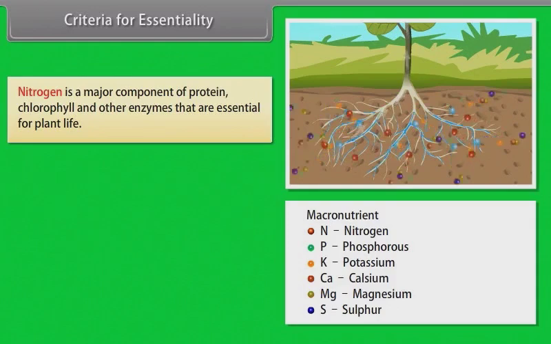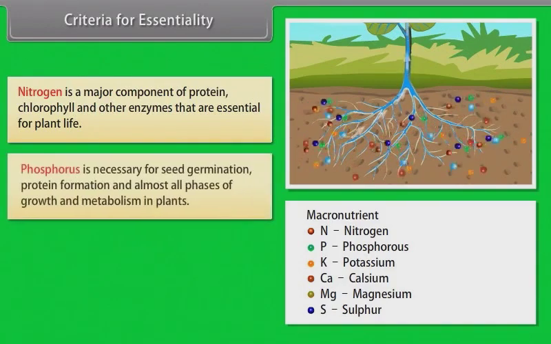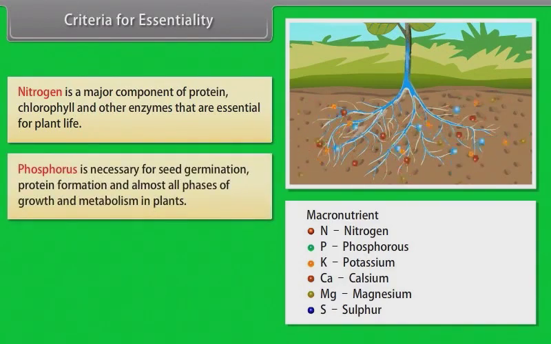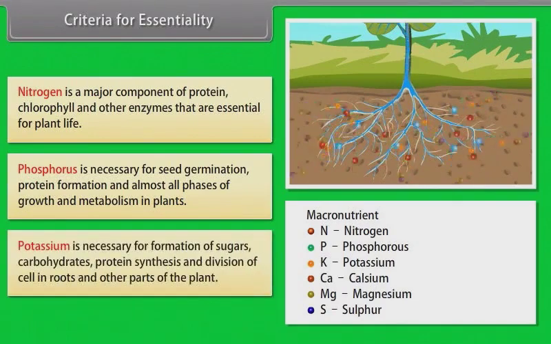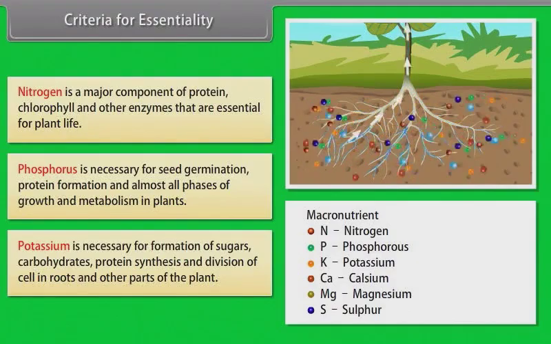Nitrogen is a major component of protein, chlorophyll, and other enzymes that are essential for plant life. Phosphorus is necessary for seed germination, protein formation, and almost all phases of growth and metabolism in plants. Potassium is necessary for formation of sugars, carbohydrates, protein synthesis, and division of cells in roots and other parts of the plant.